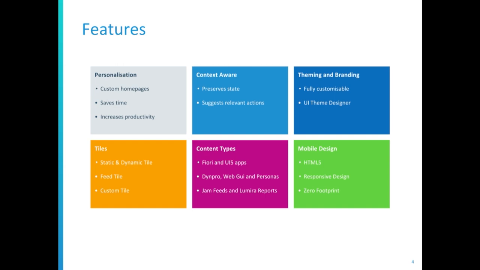So it means you can make it fit your company's branding really, really easily. And tile-wise, as you saw in one of DJ's screenshots earlier, it uses tiles as a way to organize the content. So there's three primary tile types, which you can see there, but I'll go over those more in a bit. And content type, what you can actually fit in content-wise.